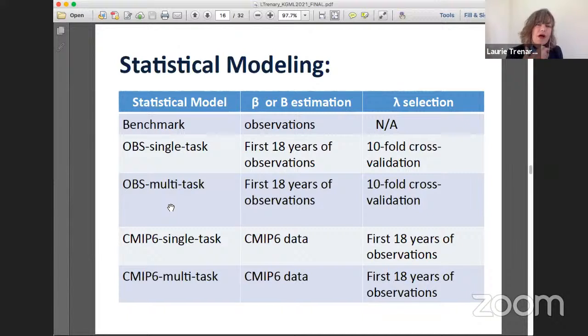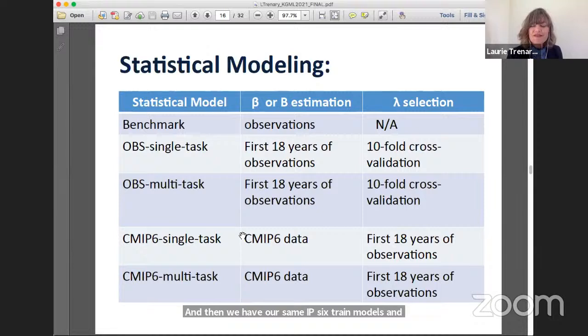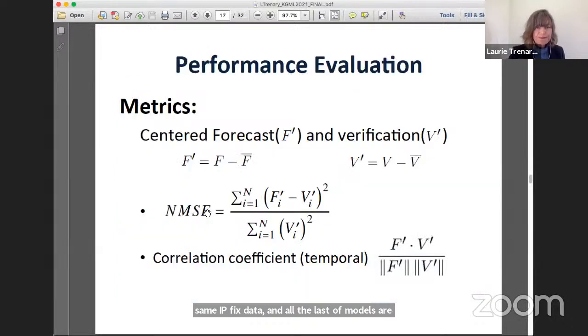And then we have our CMIP6 trained models, where the betas are estimated by training on the CMIP6 data. And then we use the first 18 years of observations to select lambdas. So in this way, the observations are actually informing the predictive model that we've estimated from the CMIP6 data. And all the lasso models are evaluated on the same 19-year portion of observations.